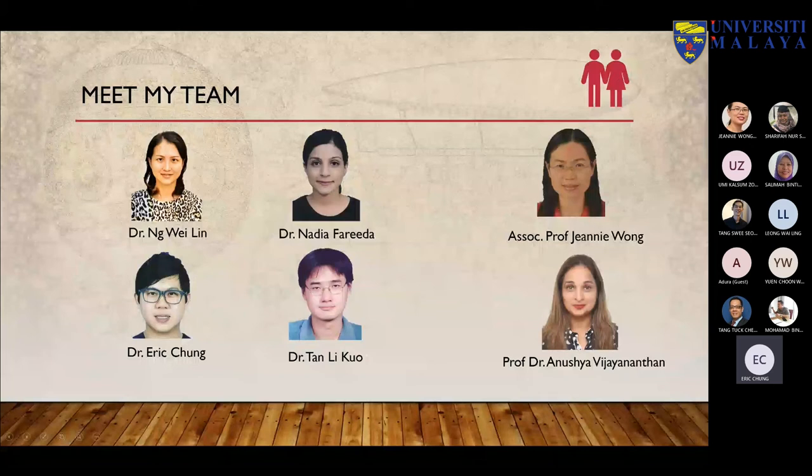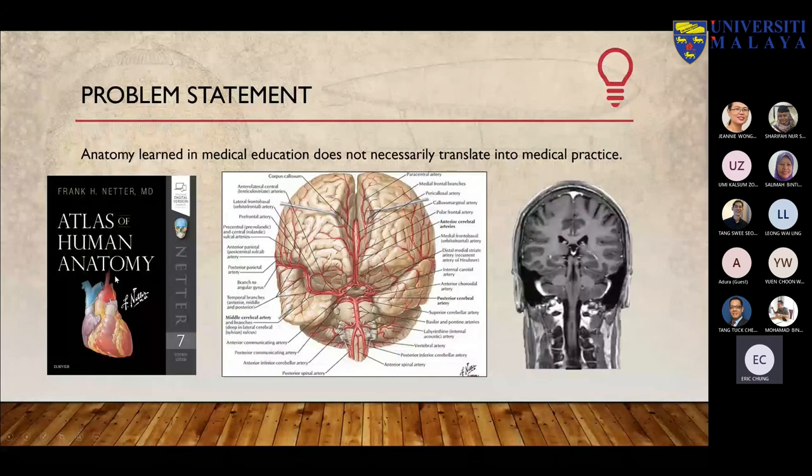So what is the problem in medicine or in radiology for now? It is that anatomy learned in medical education does not really translate to medical practice. For example, this is an atlas of human anatomy that you get in your undergraduate and learn for 5 years, with structures like this. But when we do medical imaging, it comes out like this. So it doesn't really translate well. It looks different. And how do you then translate into real practice? It's a problem.